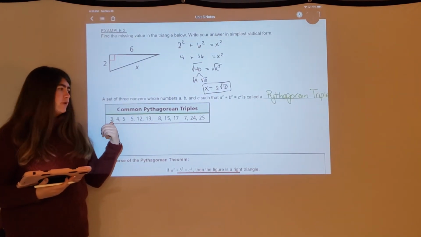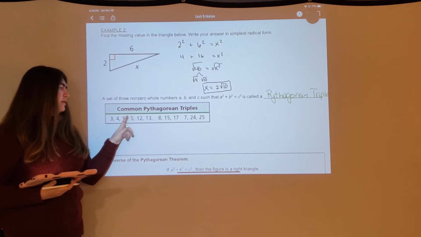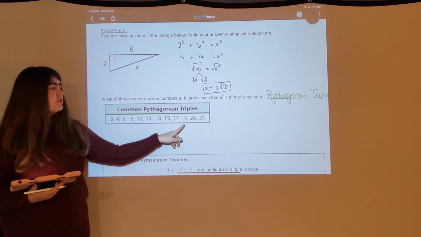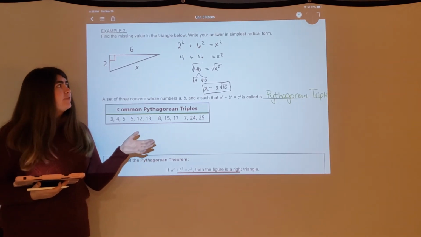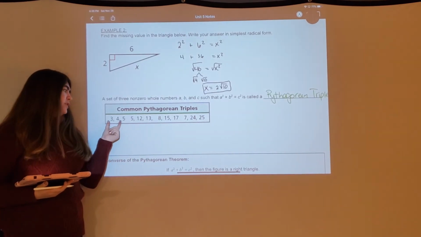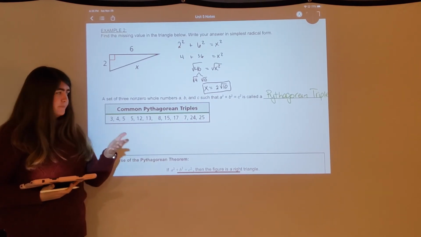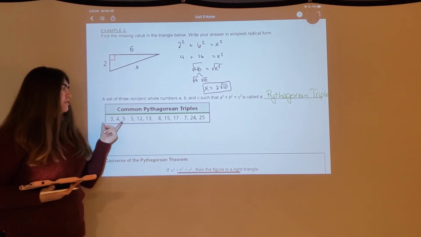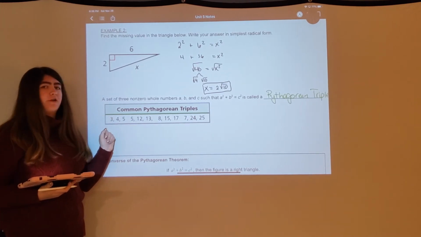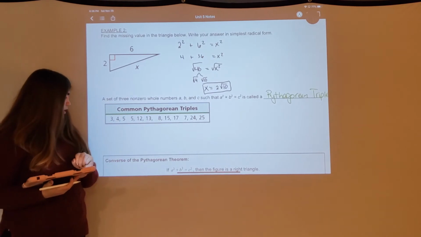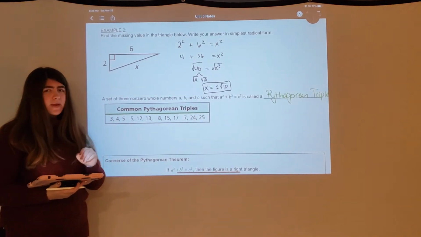Common Pythagorean triples are 3, 4, and 5; 5, 12, and 13; 8, 15, and 17; and 7, 24, and 25. If you're ever solving a problem and you have 2 of the 3 of these, the third one has to be the third side, so you can solve knowing that it's a Pythagorean triple rather than walking through the whole process.